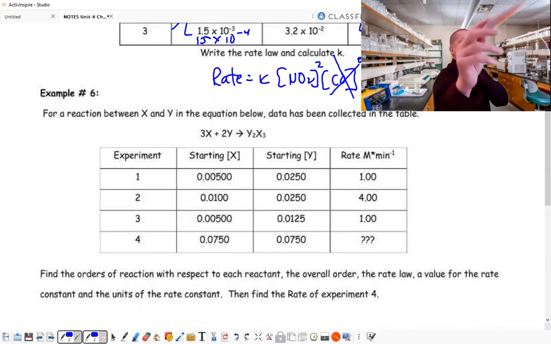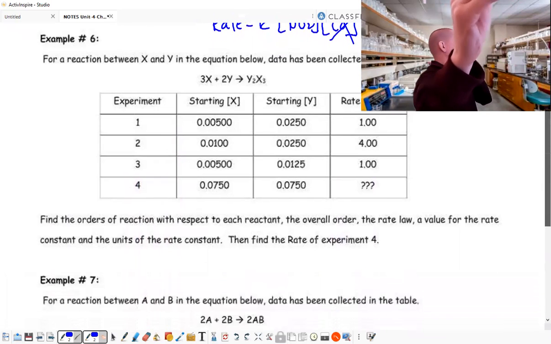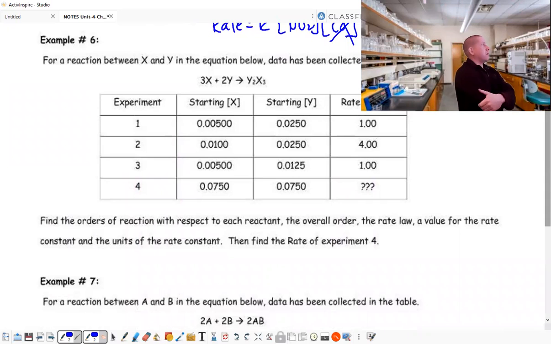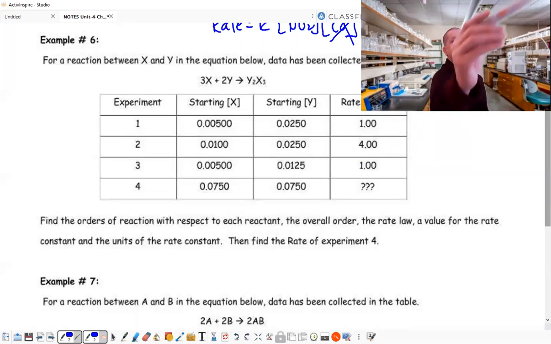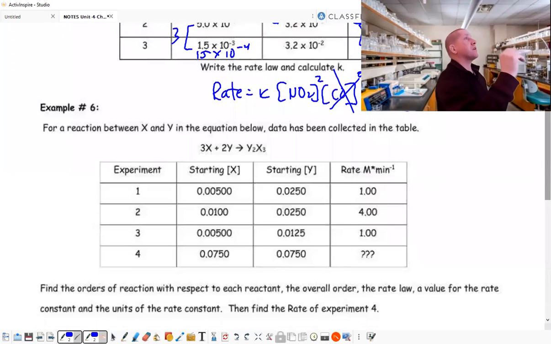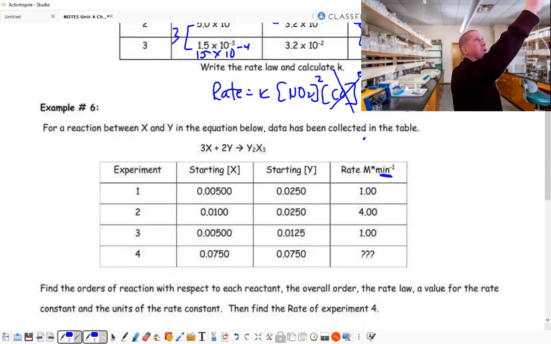Next one. This says, find the order of the reaction with respect to the reactant, the overall order of the rate law, and the value of the rate constant in the units. As I said, I'm not going to do the overall. You can do that. I do want you to do, though, the units. This time we have the per minute, though, notice. And there's that minus 1. So molarity per minute or molarity minus 1.